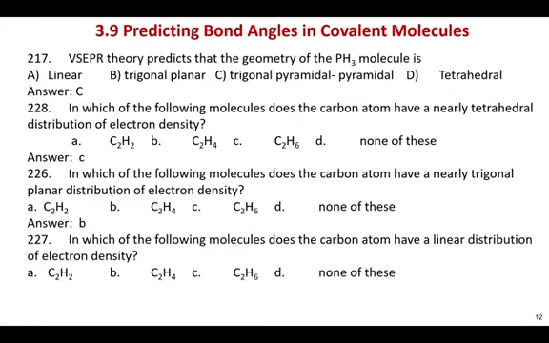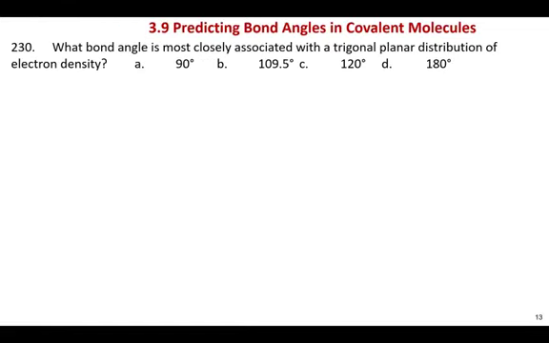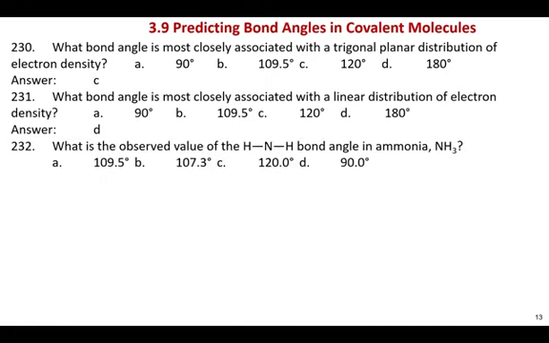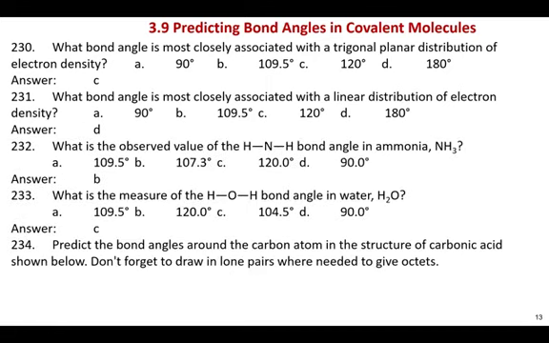What is the angle in ammonia? 107, B. It's deviated from 109. The water molecule has 104. Now predict the bond angles of the carbon atom in carbonic acid. Carbonic acid has trigonal planar geometry, 3 bonds on the carbon atom. So we are done with predicting geometry and the angle.